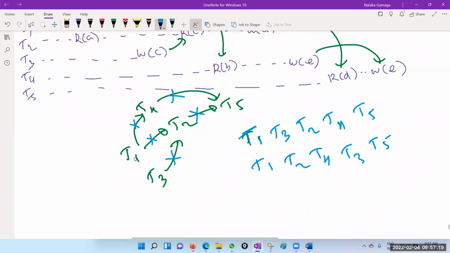I can even go for T1, T4, T3. Right? T1, then these two are not there. Then maybe T4. Then T3 and T2 and T5. So many possibilities are there. Okay. Likewise, I think there are two more possibilities. So let's double check that part. I think we did this last time also.